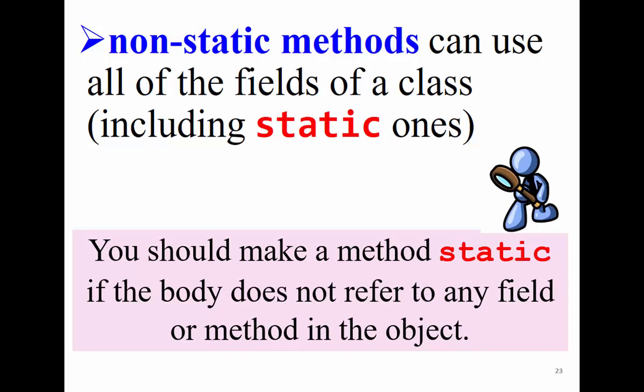So you make the method static if the body does not refer to any field or a method in the object. So whenever you decide to have a method that is not referring to any instance fields, then you can make it static.